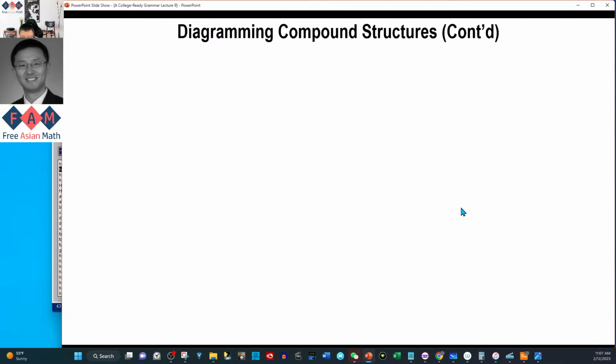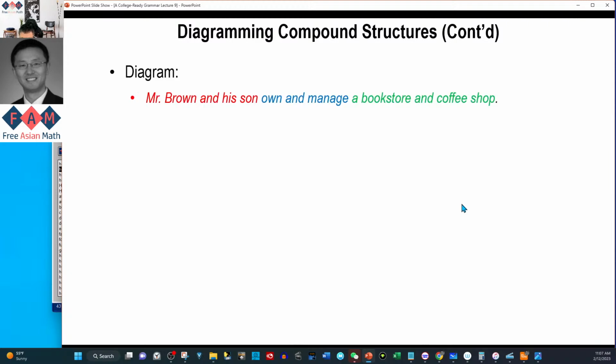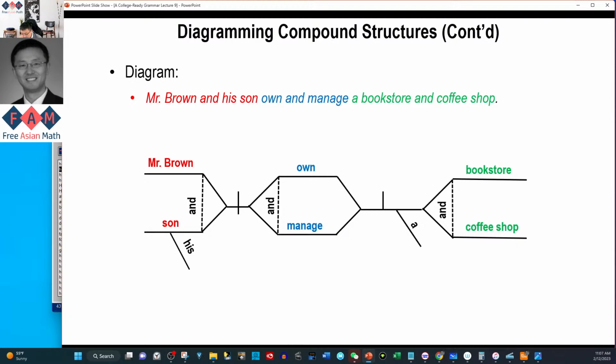Now, if we keep adding information into the sentence, a bookstore and a coffee shop, again there should be an "a" before coffee here. So you just do exactly the same thing. You branch out again because now you have a compound object, just like in the verb case. Put bookstore right there and the coffee shop, and the diagram should go "a" beneath coffee shop and "a" beneath bookstore. It should not be here.